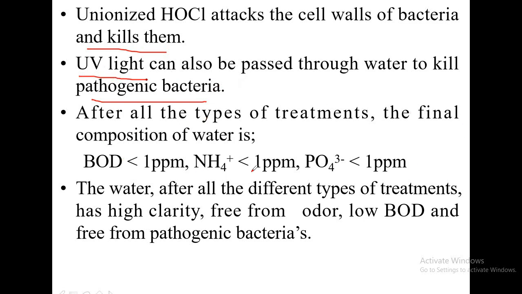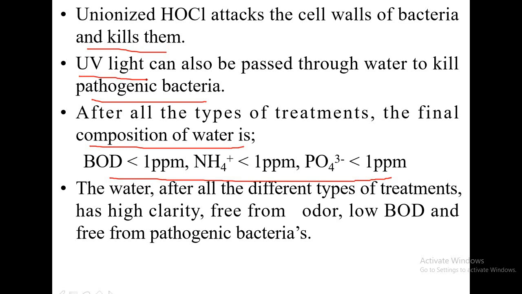After all the types of treatments, if we check the final composition of the water, the BOD, that is biological oxygen demand, is less than 1 ppm, ammonium salts in the water are less than 1 ppm, and phosphate salts are also less than 1 ppm.